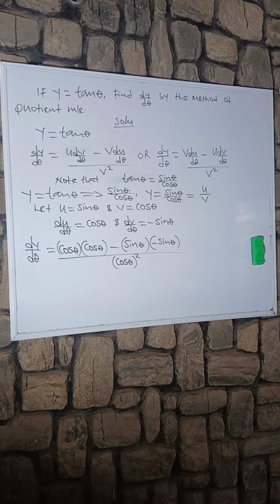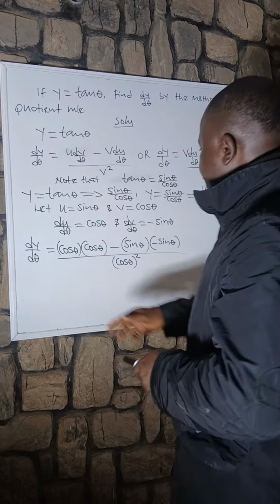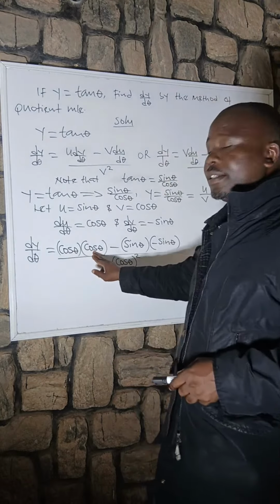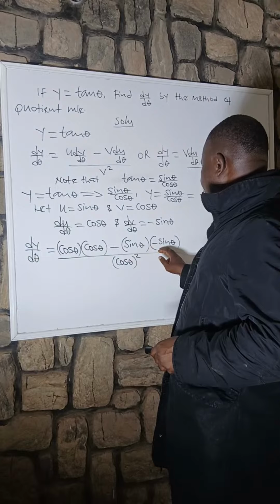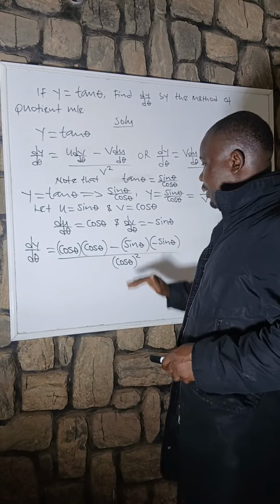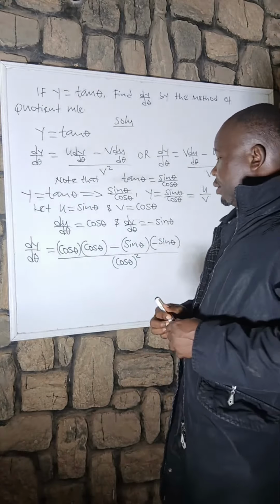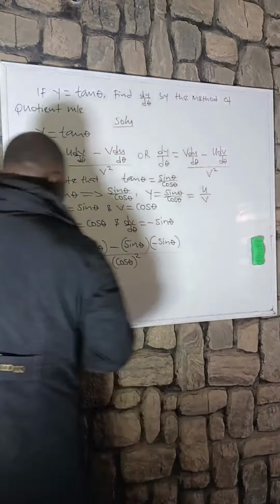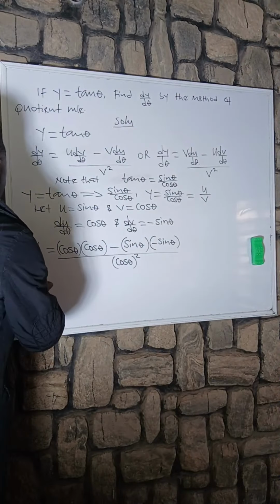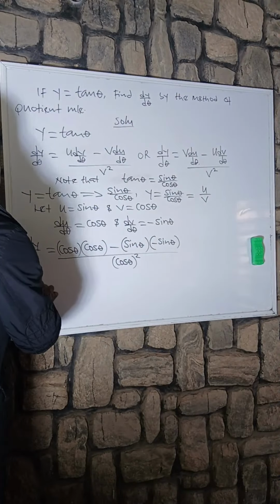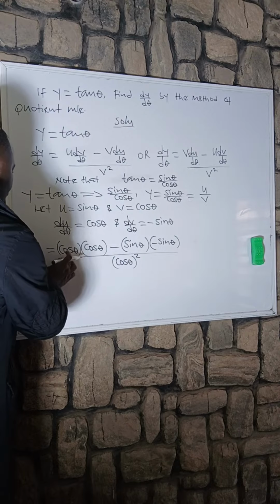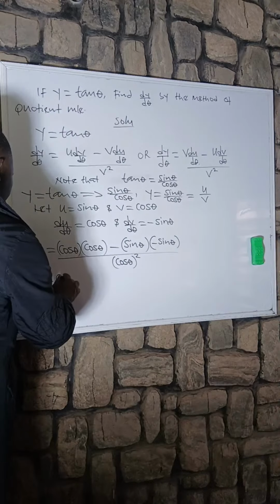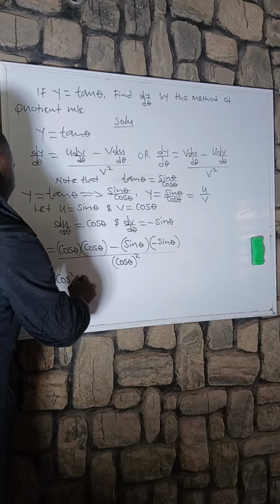So, as you can see now, you don't need a prophet to tell you. It means we are going to use this to multiply this, and this to multiply this. I will take it step by step, so that you understand it better. So here will now be dy over dθ equals cos θ times cos θ. I'm going to have cos squared θ.